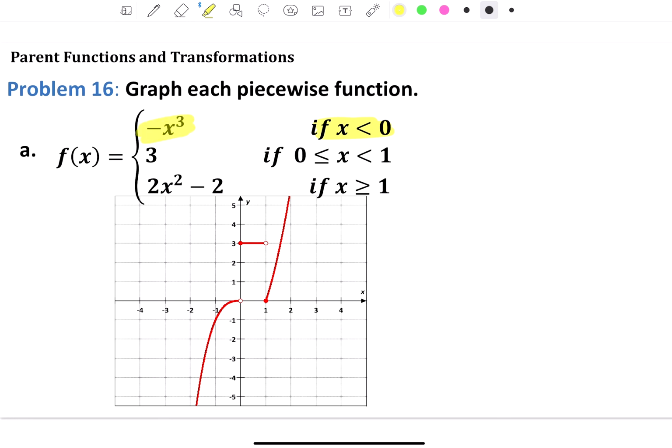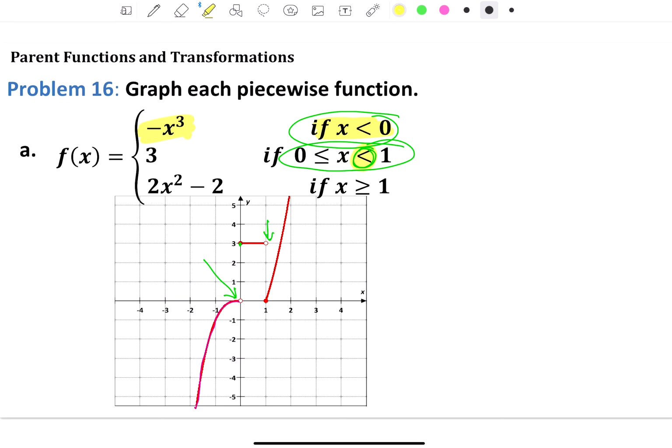So to the left of 0, we have a cubic function, and it is reflected over the x-axis. And notice we have a hole here because there's no equal sign in here. Between 0 and 1, there is an equal sign at 0, so I'm going to have no hole here, but at 1, there is going to be a hole because there's no equal sign here for x less than 1.